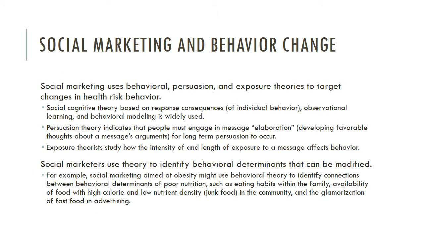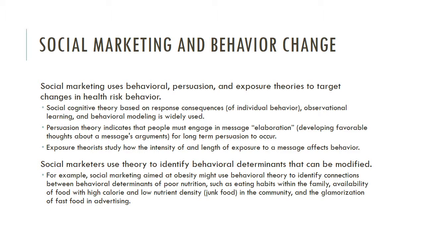Social marketing uses behavioral, persuasion, and exposure theories to target changes in health risk behavior. Social cognitive theory based on response consequences, observational learning, and behavioral modeling is widely used. Persuasion theory indicates that people must engage in message elaboration for long-term persuasion to occur. Exposure theorists study how the intensity of and length of exposure to a message affects behavior.